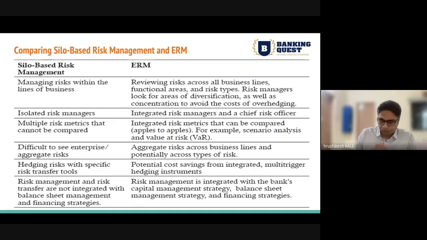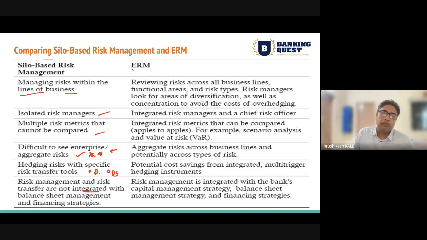So it's simple. Silo-based manages risk within its line of business, isolated risk management, multiple risk matrices, difficult to aggregate risk, and this can create a lot of harm to the company if the company doesn't look at holistic risk. In the next chapter, we will see some examples of how this affects. Hedging risk with specific risk transfer tools like derivatives, credit default swaps. Risk management and risk transfer are not integrated with the balance sheet.